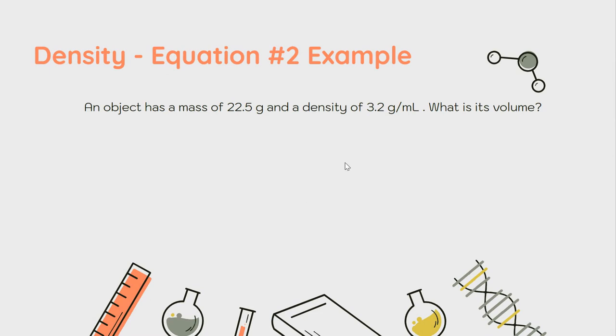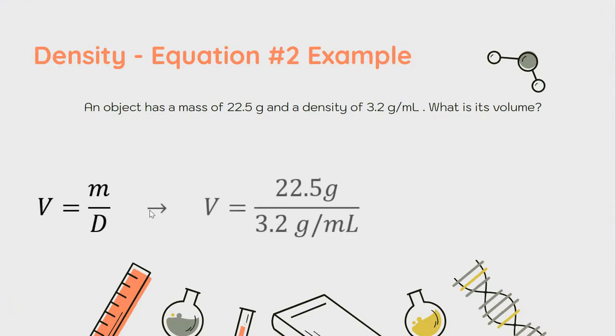As an example, let's say we know an object has a mass of 22.5 grams and a density of 3.2 grams per milliliter. And we want to know, what is its volume? What is the space that it takes up? Well, we'll use V equals m over d. We will plug in for mass, 22.5 grams, and plug in for density, 3.2 grams per milliliter. We would divide 22.5 by 3.2 and get 7.03 milliliters as our volume.